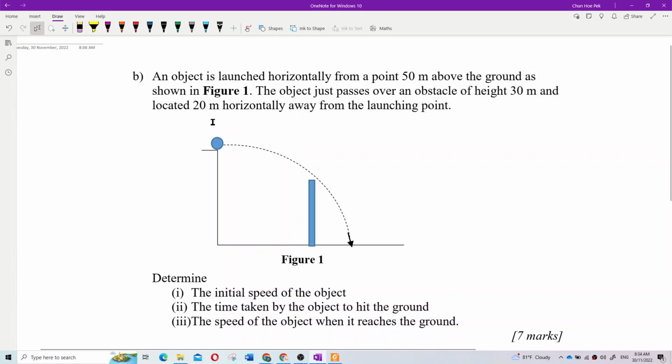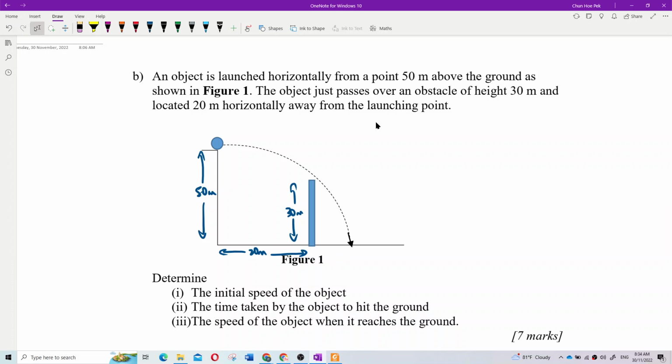So this is launched horizontally. 50 meter. Okay, so write it down first. This is 50 meter high, and then the obstacle is 30 meter, and this is 20 meter away from the launching point. So what is the initial speed? You want to find the initial speed, u.